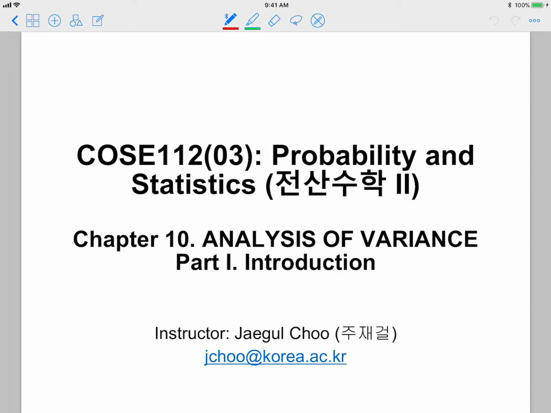Okay, let's move on to the new chapter, which is called analysis of variance, or ANOVA, which is A-N-O-V-A. This will be our final chapter before ending the semester.